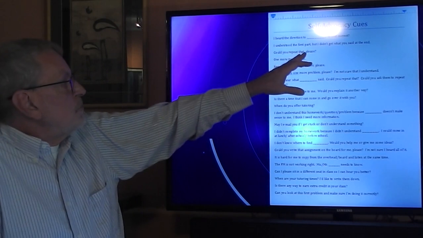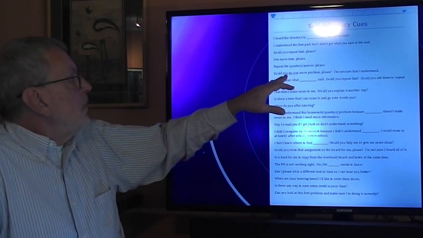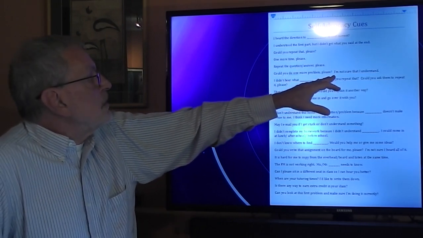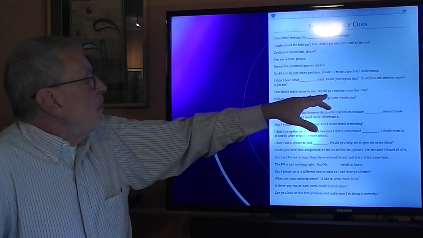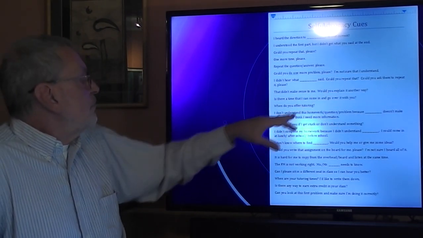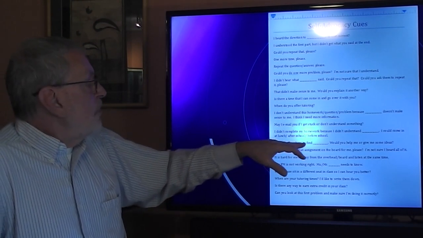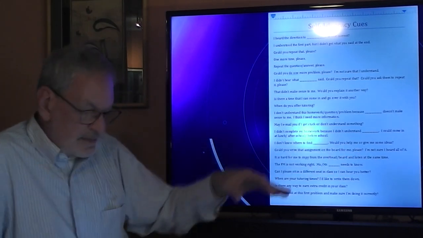Again, for older students: I heard the direction to blank. Is that correct? Could you do one more problem, please? I'm not sure I understand. That didn't make sense to me. Would you explain it in a different way? When do you offer tutoring? I don't know where to find blank. Would you help me or give me some ideas?